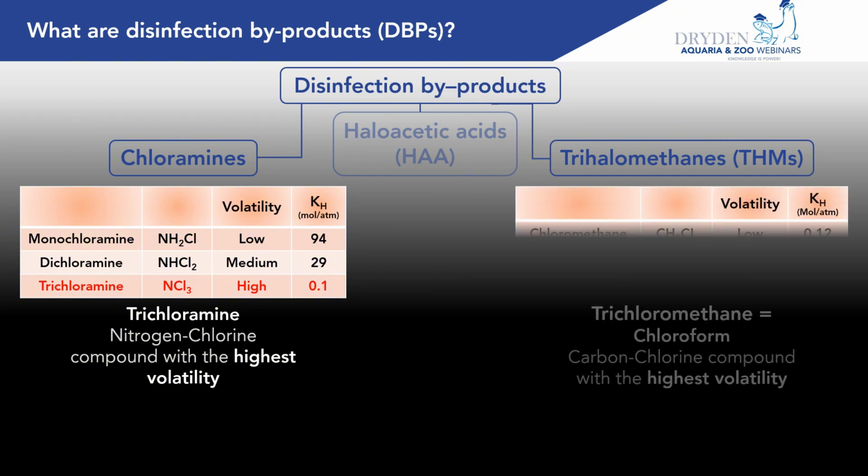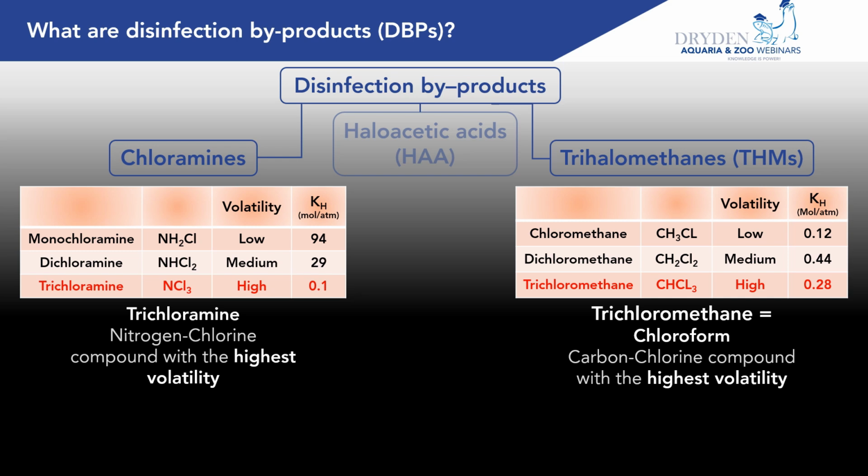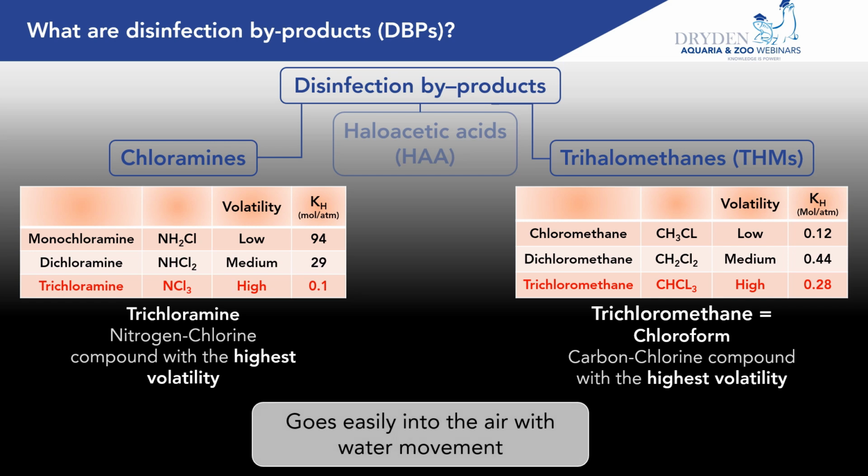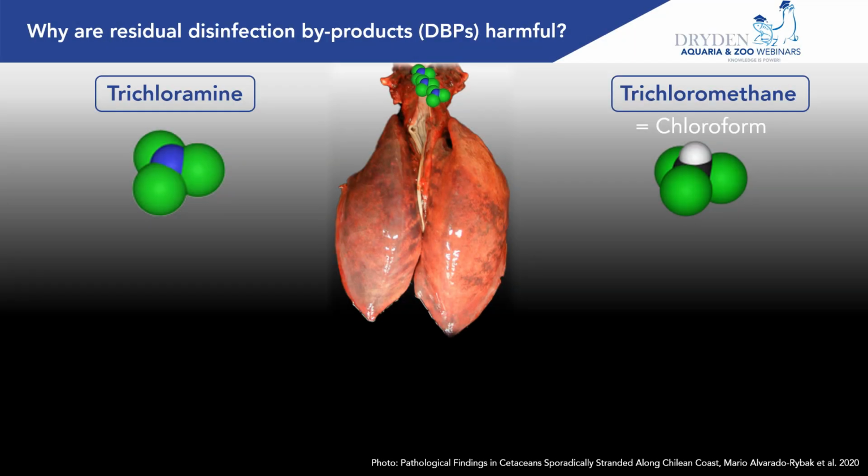One of the most well-known THMs is trichloromethane, or chloroform, a compound once used as an anesthetic in the 1850s until the early 20th century. THMs form when 3 out of 4 hydrogen atoms in a molecule are replaced by halogen atoms, such as chlorine or bromide. But we'll come back to this in more detail. Because of water movement and splashing, both trichloramines and THMs are easily released into the air, especially in marine mammal facilities, putting trainers, workers, and the animals themselves at risk through inhalation exposure.